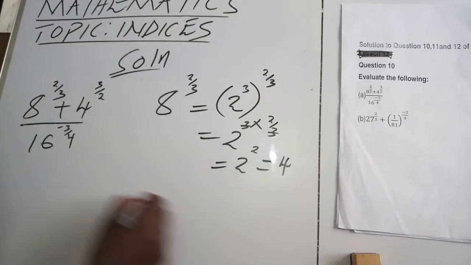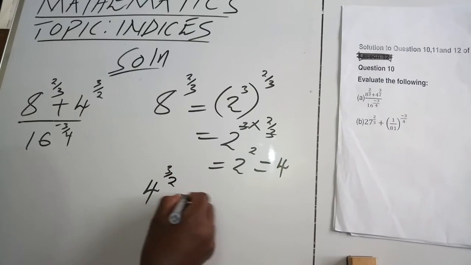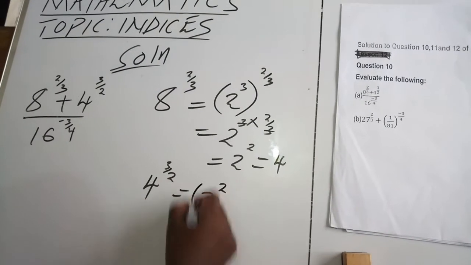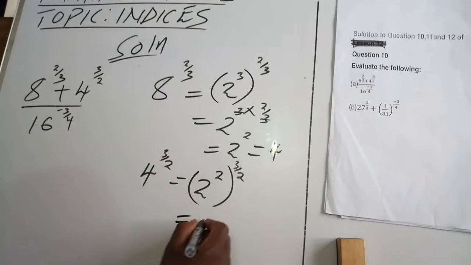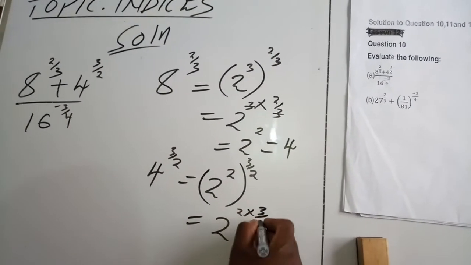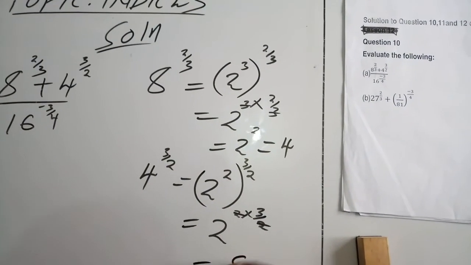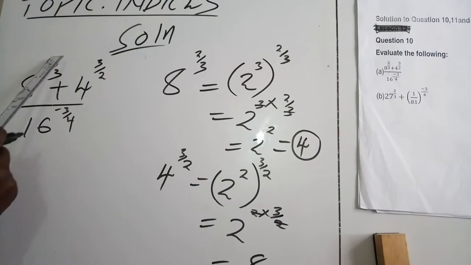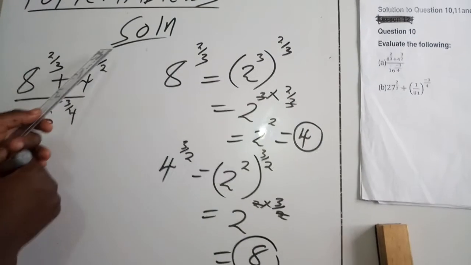We go to this part. What do you have? 4 power 3 over 2. 4 on its own is same as what? 2 power 2. Then raised to power 3 over 2. Now what do you have? 2 raised to power 2 times 3 over 2. That will give you 2 power 3, which is what? 8. So we have that outcome from the workout of that part.